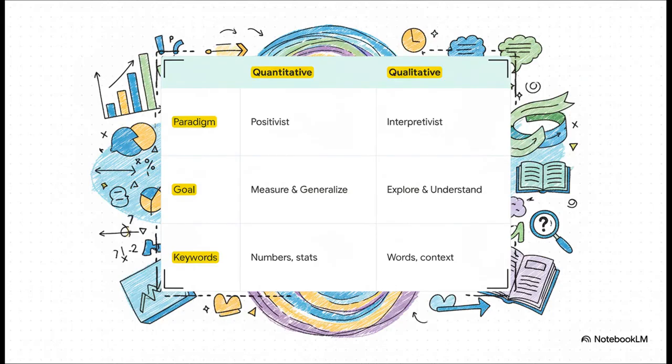So you've basically got 2 main philosophical paths you can take. There's the quantitative path, which is all about objective reality. It uses numbers, stats, and measurement to find truths that can be applied broadly. Then you've got the qualitative path, which explores subjective reality. It's about words, context, and meaning. It's trying to get a deep understanding of a very specific situation. And look, neither one is better than the other. They're just looking for different kinds of truth.